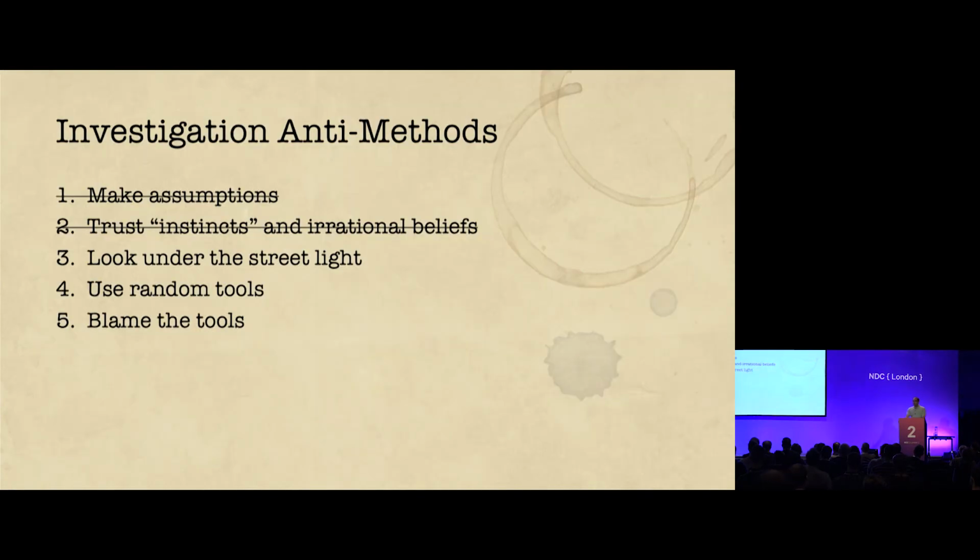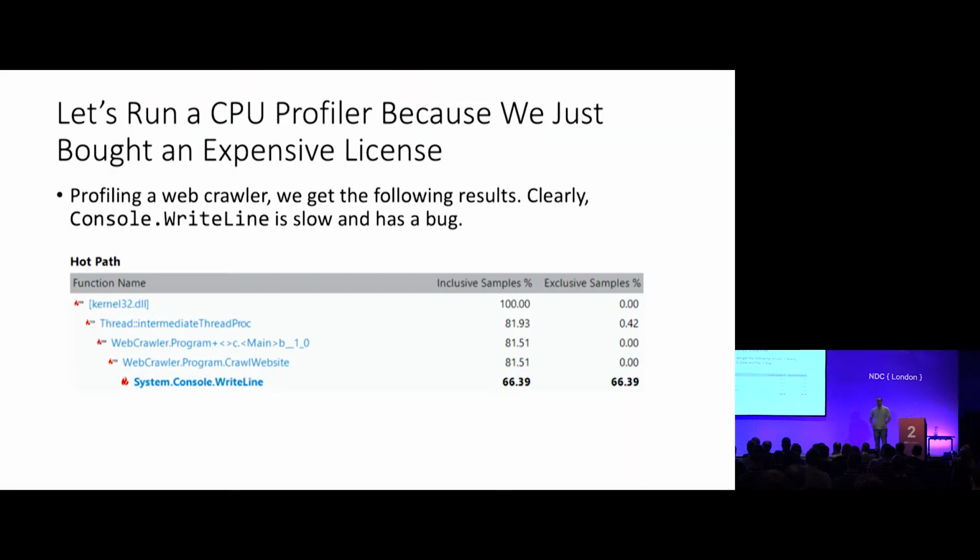All right, so we talked a bit about some of the things that can go wrong in a performance investigation. I want to touch really briefly on the other 3 things: look under the streetlight, random tools, and blame the tools. So here's an example of looking under the streetlight. If you have a bunch of expensive tools that give you observability into a certain part of your system, you might be using these tools automatically for every problem you have. A classic example of that is CPU profilers. CPU profilers are really abundant, and they're not really hard to use.